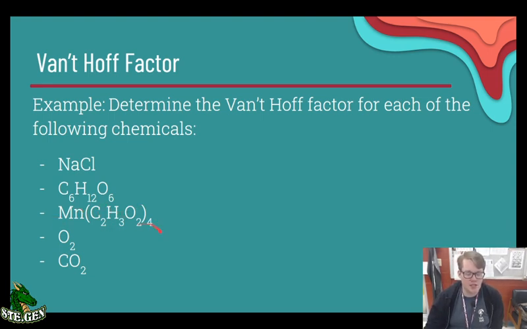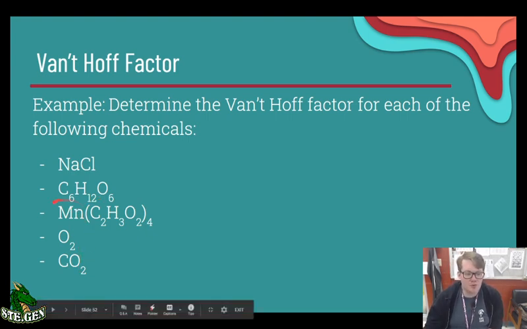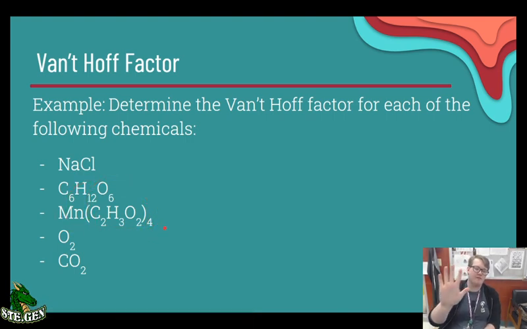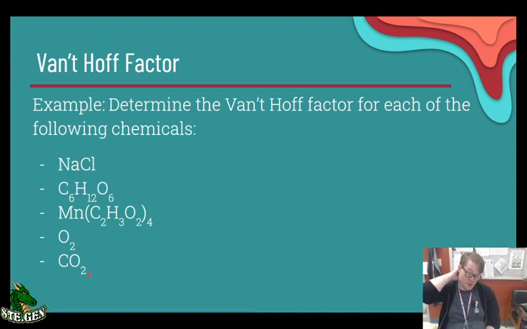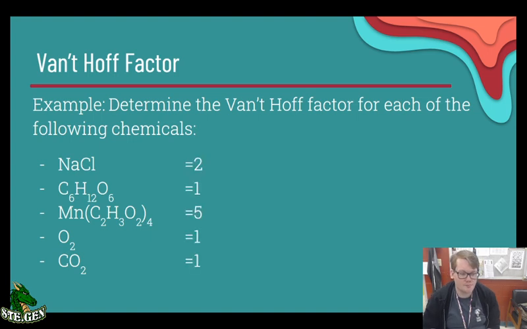Mn(C2H3O2)4, or manganese IV acetate. Manganese is a metal, which means this is an ionic compound. Polyatomics, remember though, don't normally separate apart unless I tell you otherwise. So this will actually separate into 1 manganese and 4 acetates, which would give us a Van 't Hoff factor of 5. O2 is a single element, so it would have a Van 't Hoff factor of 1. It won't split apart. And then CO2 is a molecular compound, which means it doesn't separate, which means it's going to have a Van 't Hoff factor of 1 as well. There we go. 2, 1, 5, 1, 1.